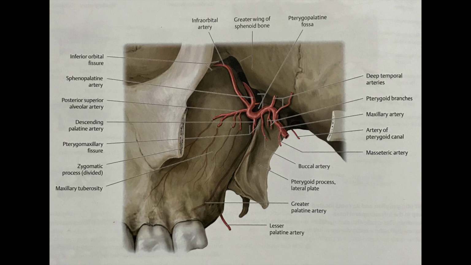So deep temporal arteries to the pterygoid muscles, and the masseter, of course. Branches will reach up into the cranial cavity, namely the middle meningeal artery, and the many arterial branches on the palate, the greater and lesser palatine arteries to the superior teeth.